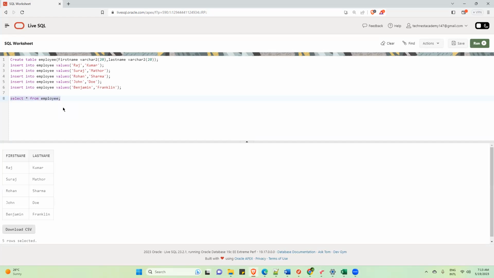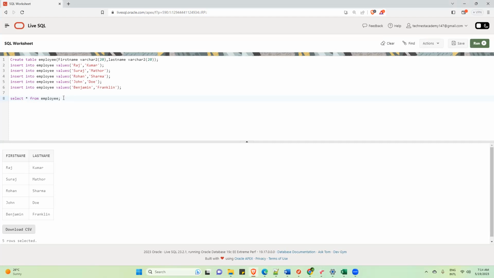So this is an employee table. In this employee table, I have two columns, first name and last name. You can see this is the data. Now, tell me one thing: do you think this first name has been sorted in ascending order? No, this is not sorted in ascending order, right? Now, suppose the requirement is that I have to sort this data in ascending order.